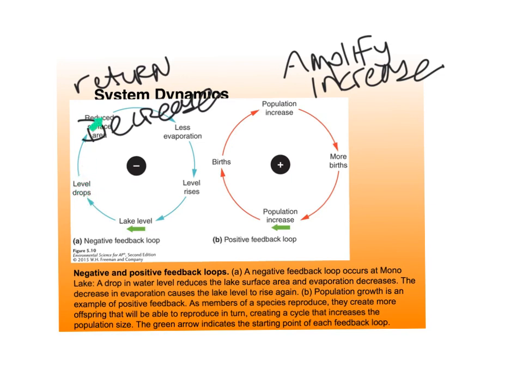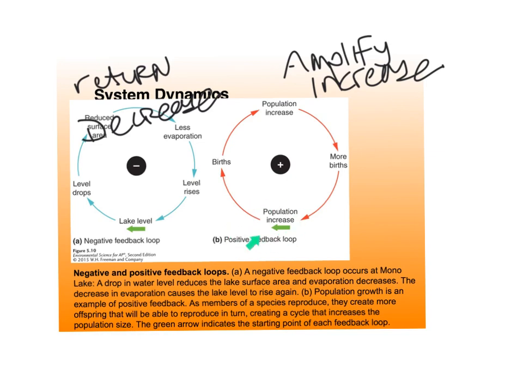So as the level drops, the surface area decreases, and guess what's happening? You get less evaporation, and the level rises more, right? So this is something that's returning it back to normal, right? If you had the opposite effect, you would have more evaporation, right?